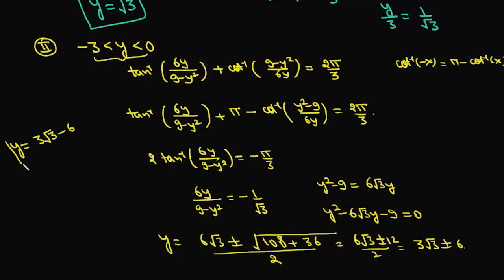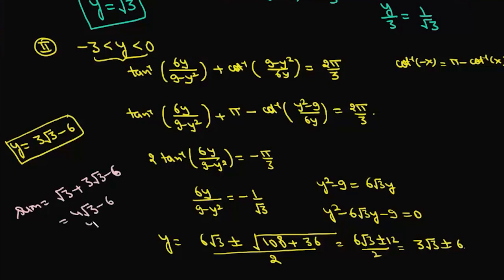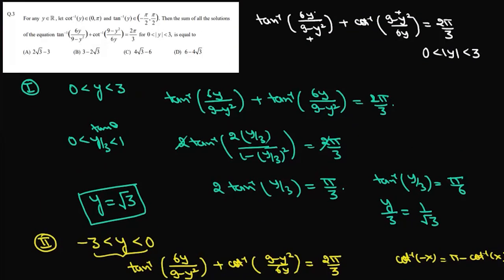So now we have both the solutions. What it is asking for is the sum of all the solutions of this equation. So the sum of all the solutions will be simply root 3 plus 3 root 3 minus 6, which is simply 4 root 3 minus 6, and that's your option C.